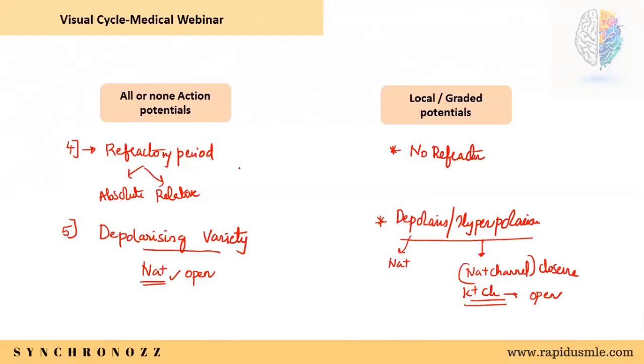Let me quickly summarize that. All or none action potentials: magnitude is constant, non-decremental, presence of refractory period, unidirectional through axon hillock, and the last is it is always of depolarizing variety. When it comes to local or graded potential, the 5 points are: magnitude is not constant, it is decremental, there is no refractory period, multi-directional spread through dendrites and cell body, and fifth point is it may be depolarizing or hyperpolarizing.